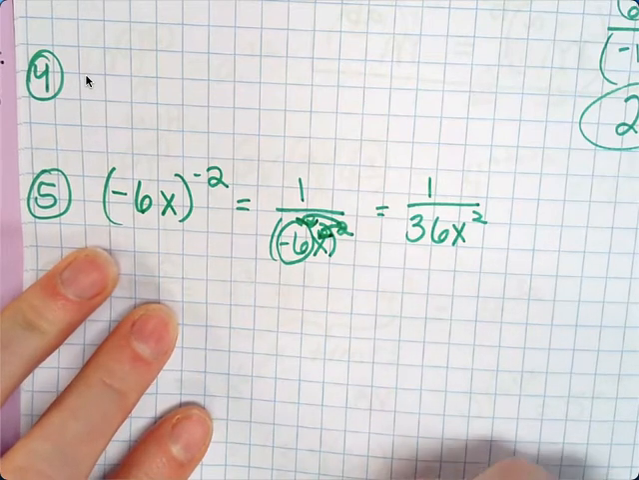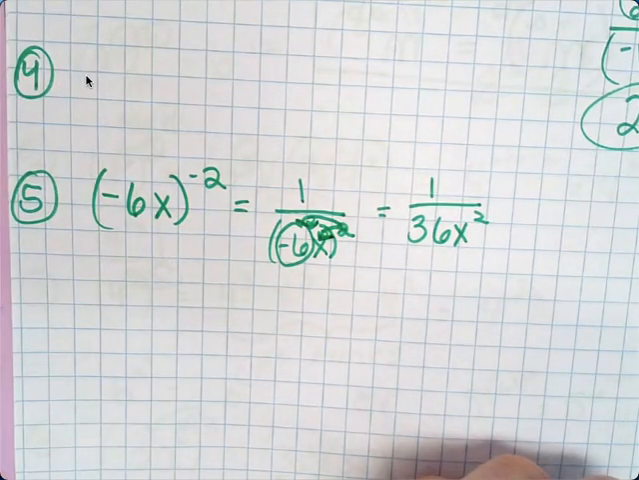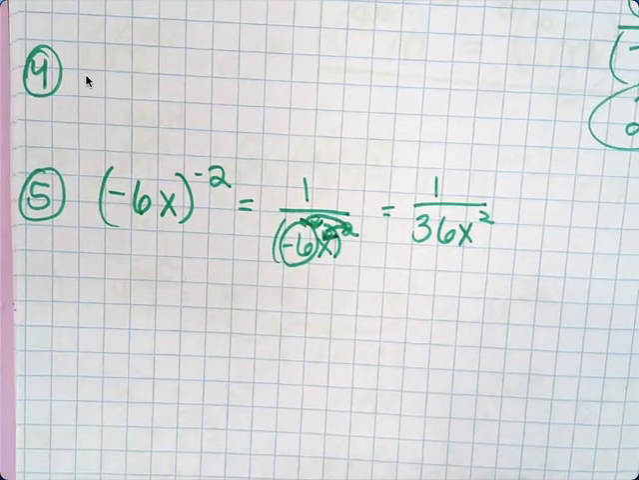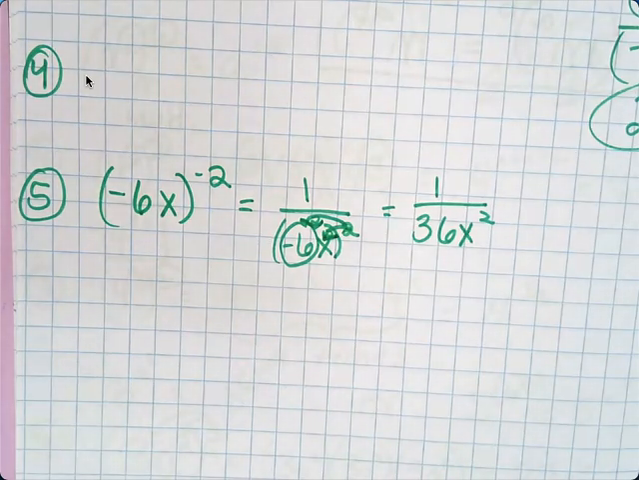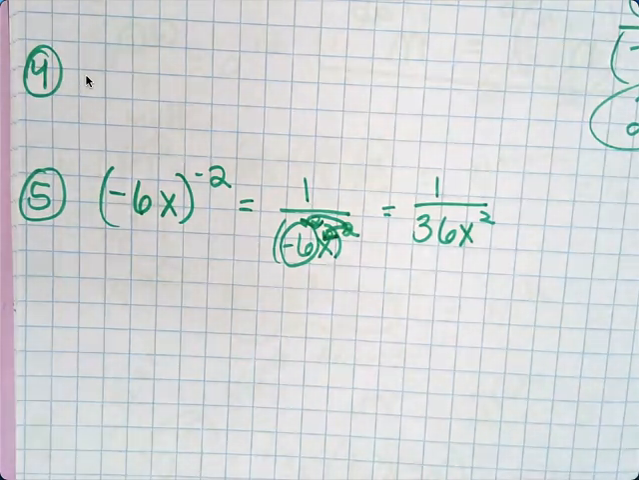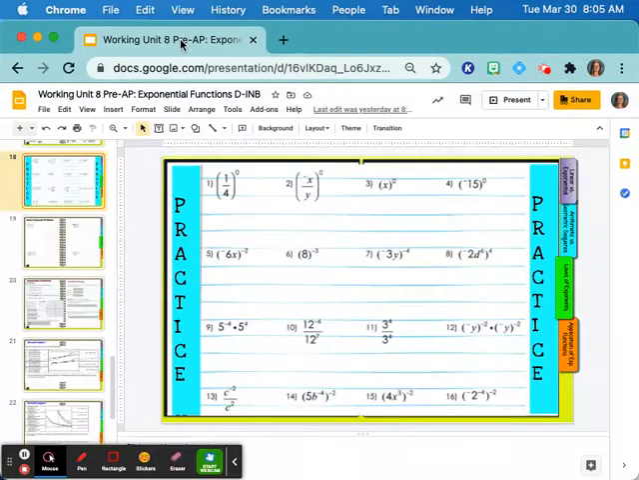So the negative might have been where you made the mistake. I'm not sure. Can you do number 14? Yes, let's look at that one.